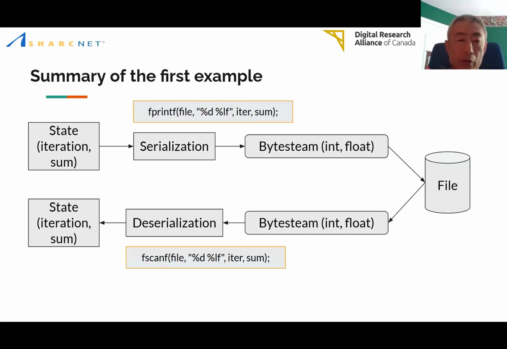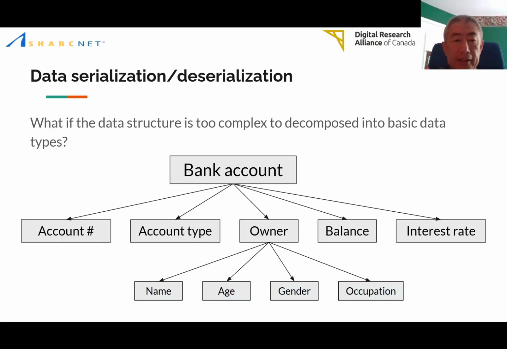But anyway, so far, you see that what we have done is we save the state, which is 2 variables, into a plain text file. We must keep them in the same order. If we do the iteration and summation, we write it in that way, and we read it in the same order. But imagine if you have a more complicated data structure that you want to save as a state.